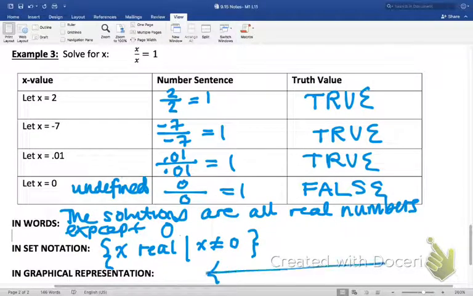Graphically, on a number line, the idea would be we want to highlight everything except for 0. So I'm going to put an open circle at 0, which means I don't want to include it, but then I'm going to shade in both directions to represent that anything else along this number line could be a solution. If you are confused on any of this, we will be practicing tomorrow in class, and you'll be able to ask any questions you may have.